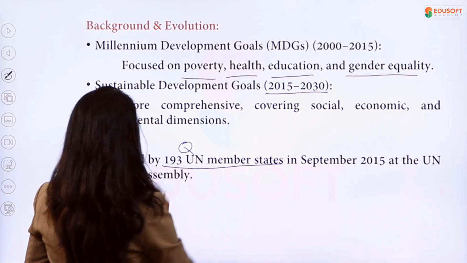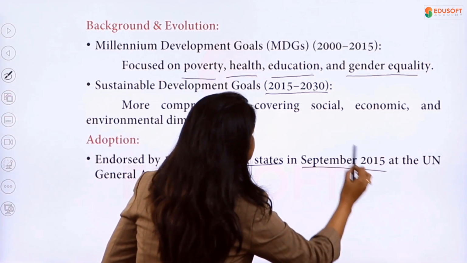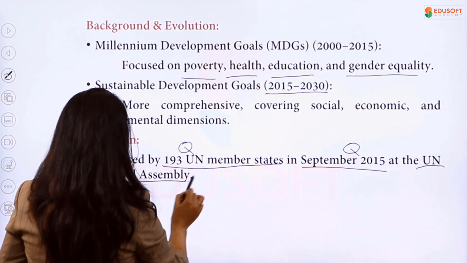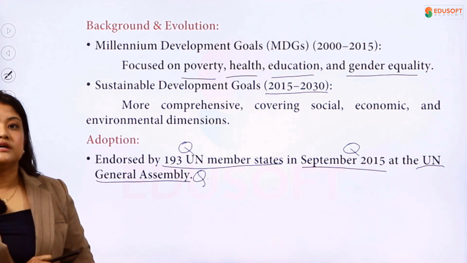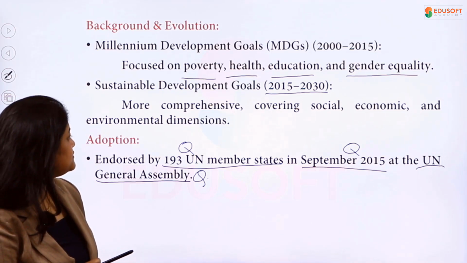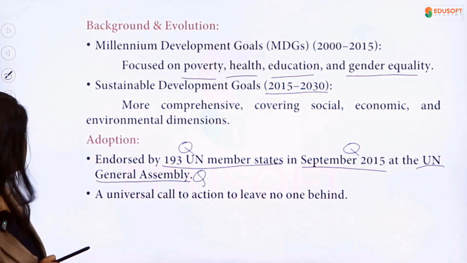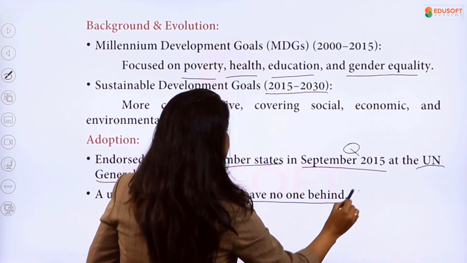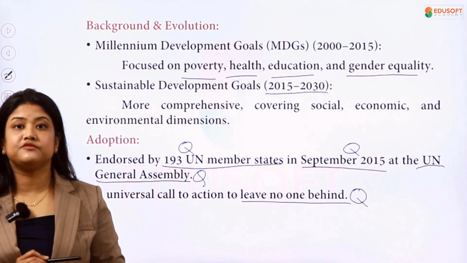So this can be another probable question in your exams. They were endorsed by 193 UN member states in September 2015 by the UN General Assembly. This whole line is a very important line because questions can be formed from it. The SDGs were endorsed by 193 UN member states in September 2015 at the UN General Assembly, and it is a universal call to action to leave no one behind. It's a very important line.